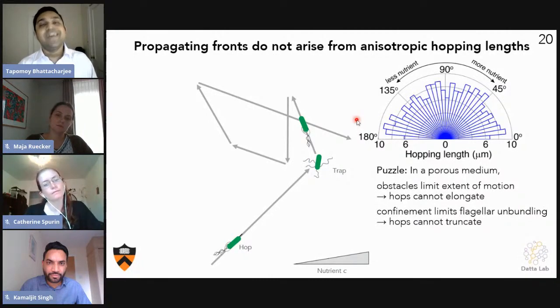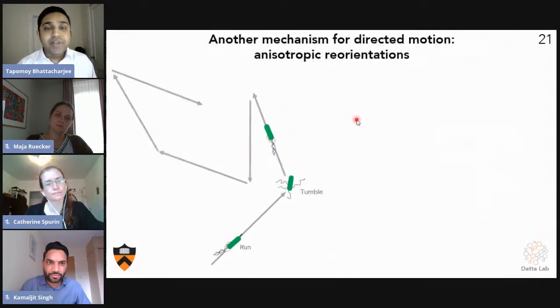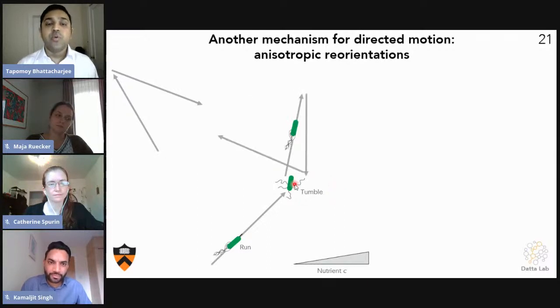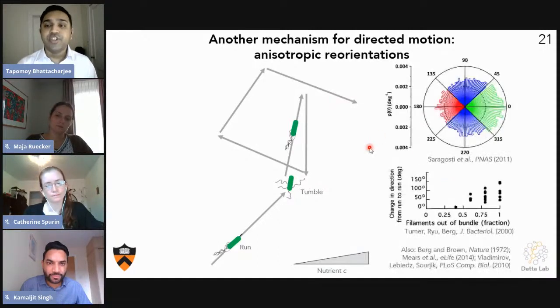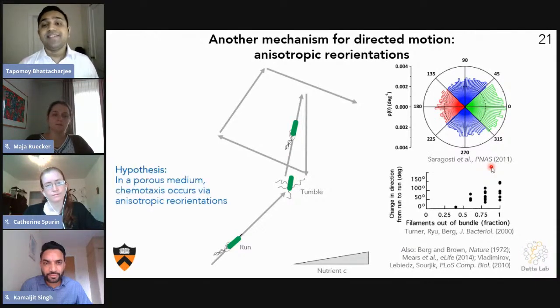So how are these cells actually chemotaxing? There exists another mechanism by which E. coli cells can chemotax in homogeneous liquid medium. They can move towards the more nutrient-rich zone by biasing their reorientation amplitude. So they reorient more towards the nutrient-rich zone. Cells can actually do this by controlling the number of flagella that are involved in the unbundling process. We think since cells cannot elongate their hops, this is probably the dominant mechanism.